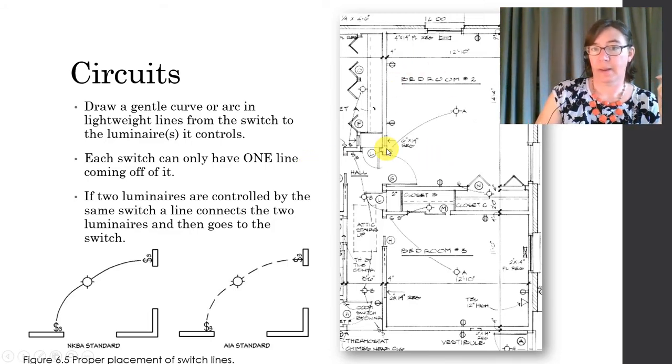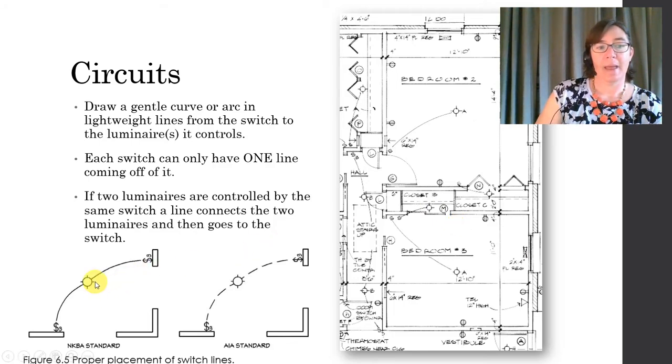So let's take a look right here. In this plan, we have a switch on this wall, and then here is the circuit arc, and it's connecting to this luminaire. Here's another example, switch, and to this luminaire, and here's one into the closet.